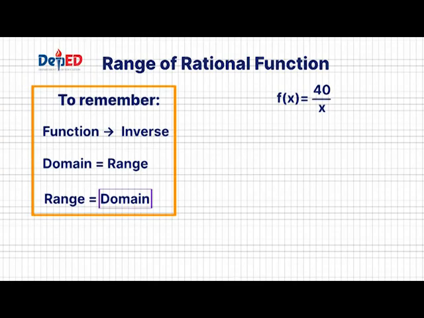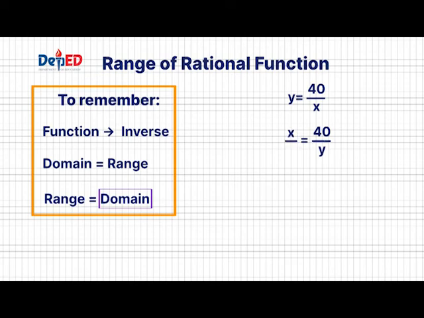And we know that this can also be written as y is equal to 40 over x. To get the inverse, interchange x and y. This will give us x equals 40 over y, the inverse function. We then solve for y. Let's try it. Since this is an equation, we may use the process in solving a rational equation.